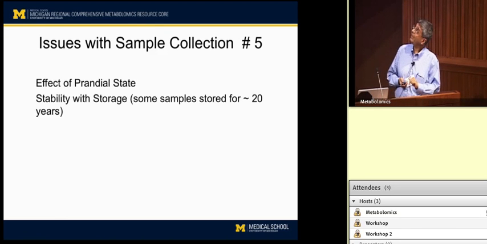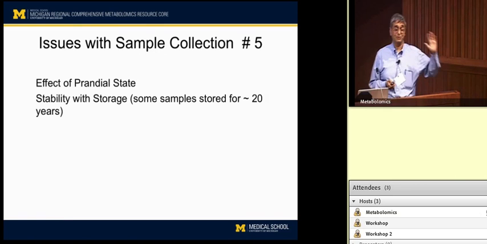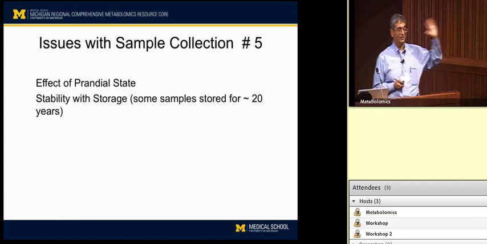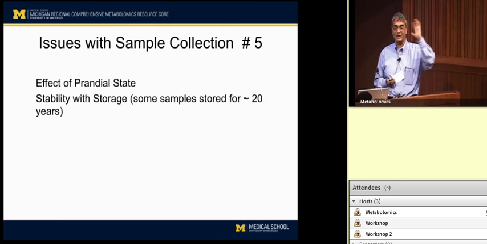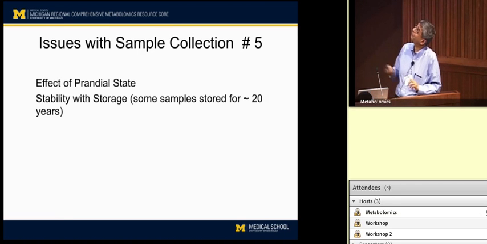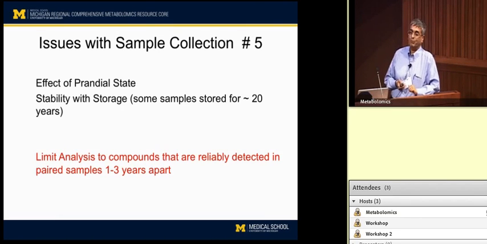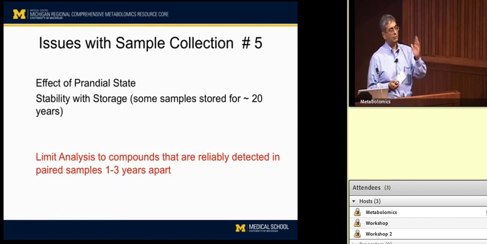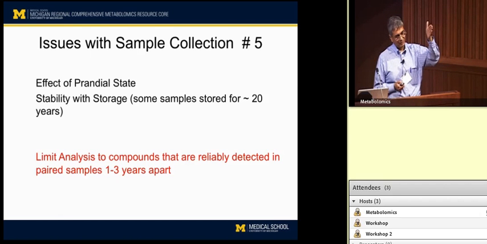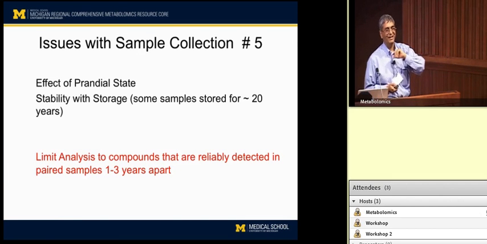The other issue is also the stability with storage. As I said, some samples were 20 years in the freezer, and are we actually missing something with this? So the question was, how do we handle this variability? What we did was use samples from a subset of patients that were collected the very next year. So there's a baseline sample from 20 years ago, then there's a sample that was available at year 19 and year 18 in some subjects.